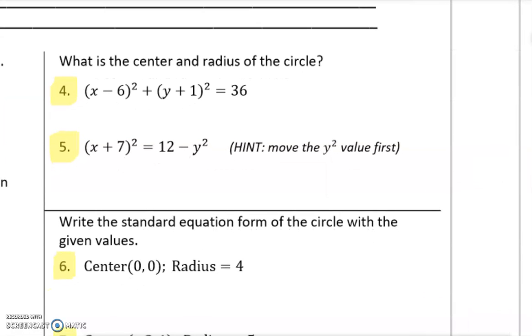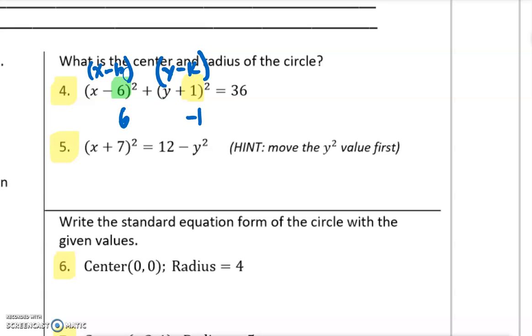Number 4 says, what's the center and the radius of the circle? So here is my H value, and here is my K value. H and K are the center of the circle. For this one, my H value is 6. My K value is negative 1. Remember, it's just like in quadratics, right? In the parentheses, in the equation, it's x minus h, right? So 6 is h.